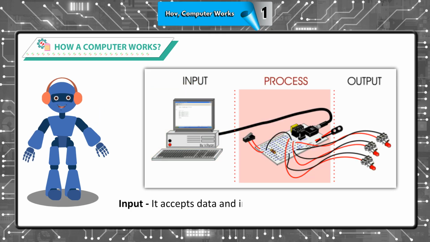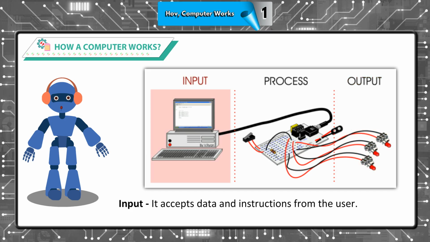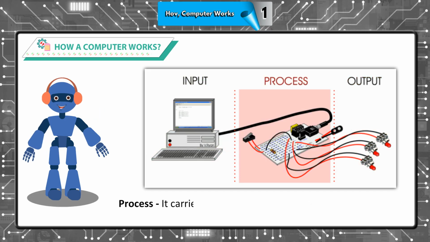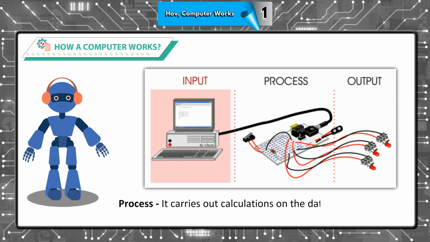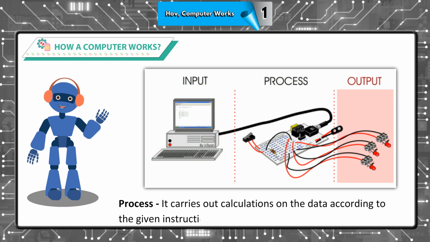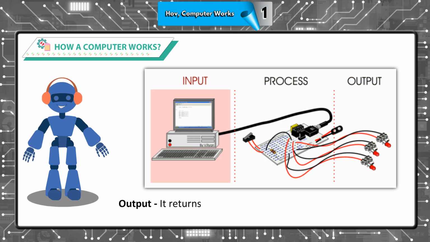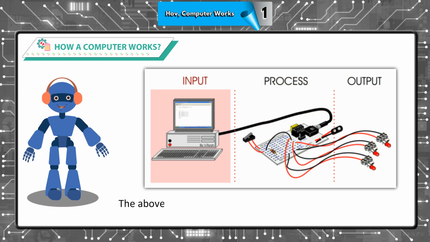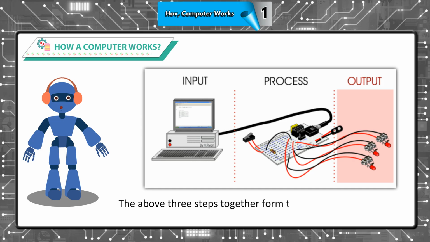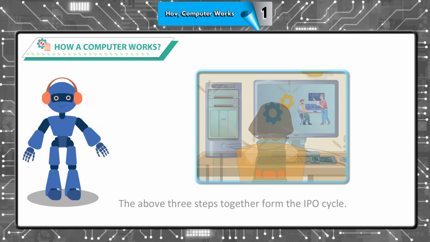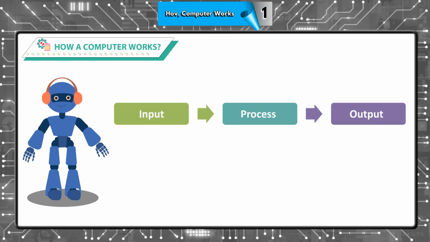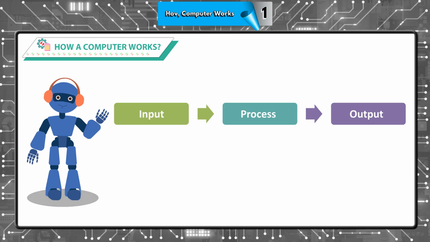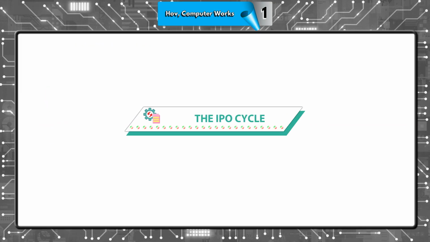Input: it accepts data and instructions from the user. Process: it carries out calculations on the data according to the given instructions. Output: it returns the result of the process to the user. The above three steps together form the IPO cycle: input, process, output. The IPO cycle.